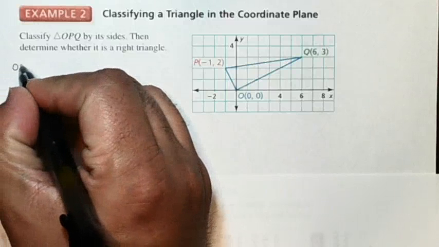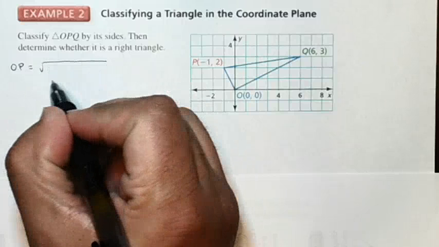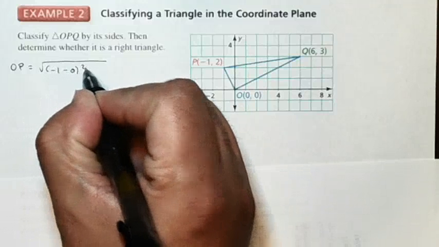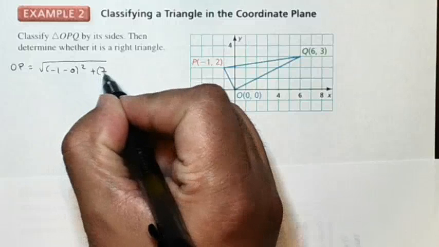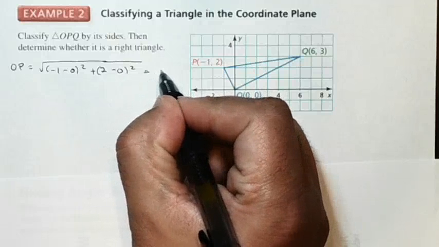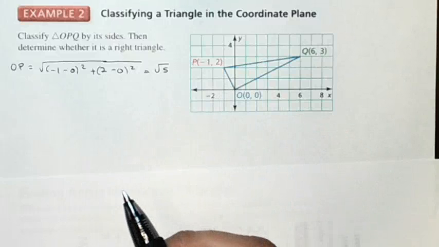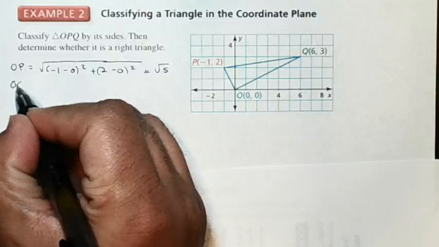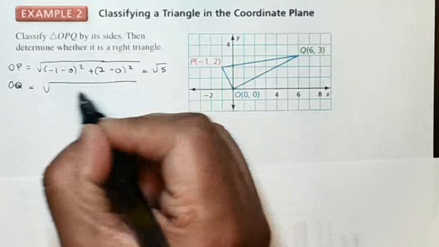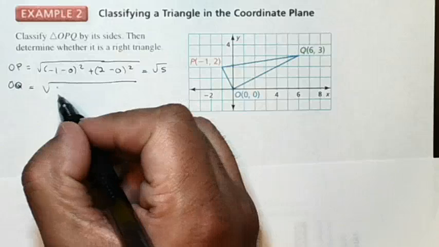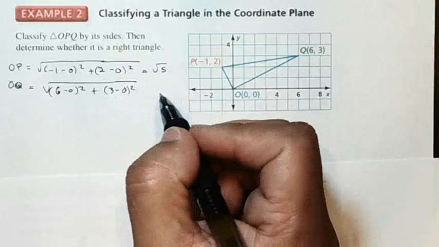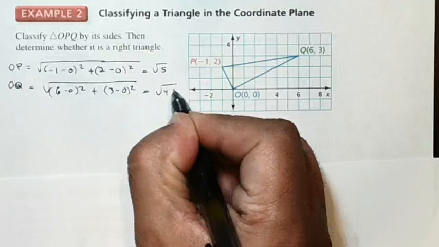So I'm going to have to put these into the distance formula. The distance from O to P, I'm going to put that in the square root. So it's going to give me -1 minus 0 squared plus 2 minus 0 squared. And that comes out to be the square root of 5 if I simplify that. And if I do O to Q, I'll put that in the square root. I'm looking at the coordinates. It's going to be 6 minus 0 squared plus 3 minus 0 squared, which ends up being square root of 45.